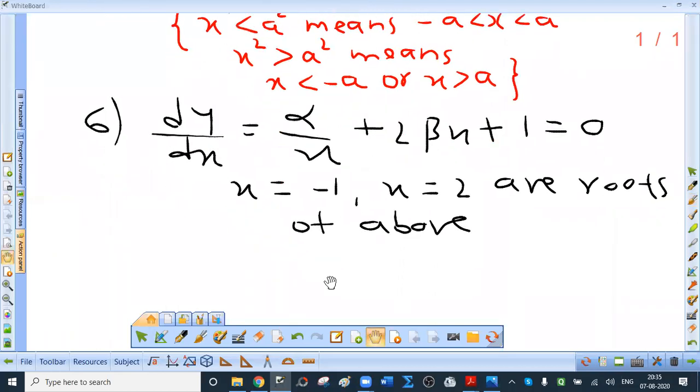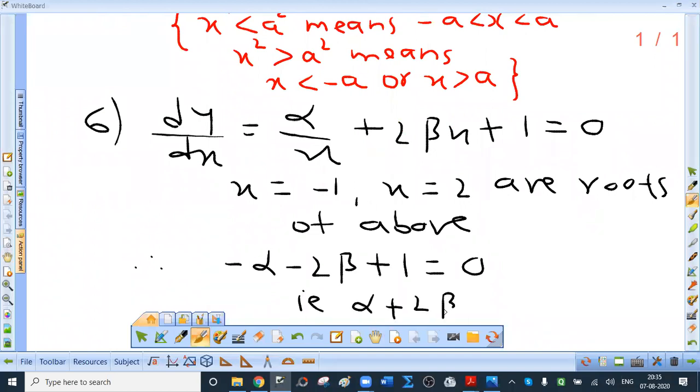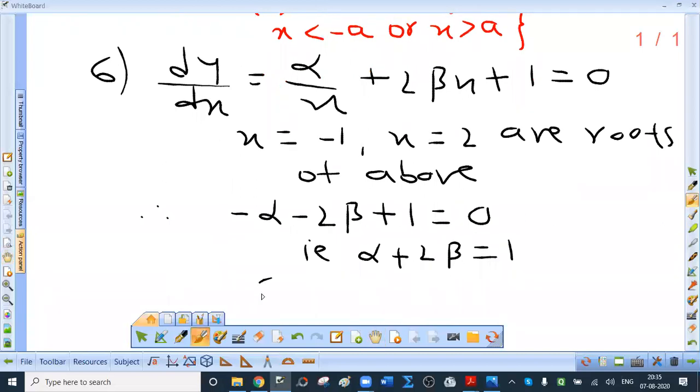Now put x equal to minus 1 first. Therefore, minus alpha minus 2 beta plus 1 equal to 0. That is alpha plus 2 beta equal to 1. I think you need not obtain second equation. Check options. I think one equation is sufficient. Or you may say, sir, we'll obtain second equation and we'll solve. No problem. But I think values in option C only, they satisfy this equation.